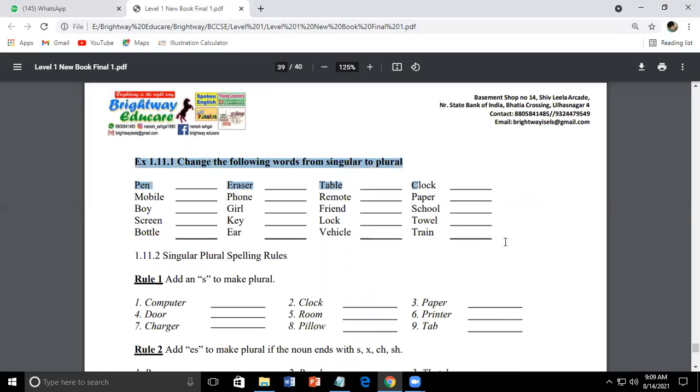Friends, this is the first exercise, which is very simple. Here, we just have to add an S and we can make it plural. So we have pen, which becomes pens. We have eraser, which becomes erasers. We have table, which becomes tables. We have clock, which becomes clocks. Now, the rest of the words, I request you to write and practice the way it is shown on the exercise. And while writing, you have to check the spelling as well as the pronunciation.